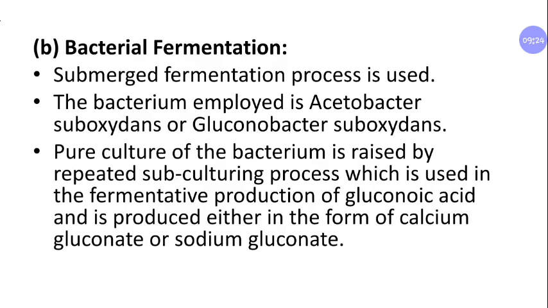Bacterial fermentation. First we talked about fungal fermentation. Now it is bacterial fermentation, in which submerged fermentation is used. Acetobacter suboxydans and Gluconobacter suboxydans are used. The pure culture of the bacterium is raised by repeated subculturing and is used in the fermentative production of gluconic acid, which is produced either in the form of calcium gluconate or sodium gluconate.